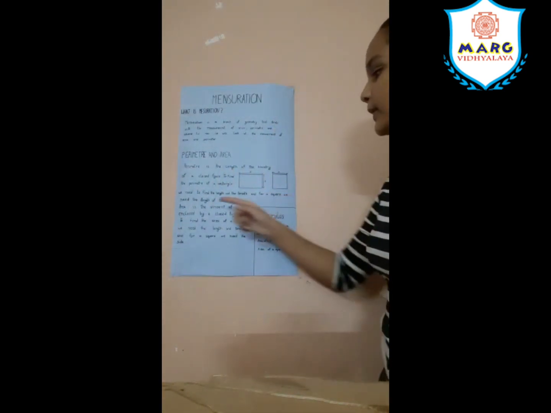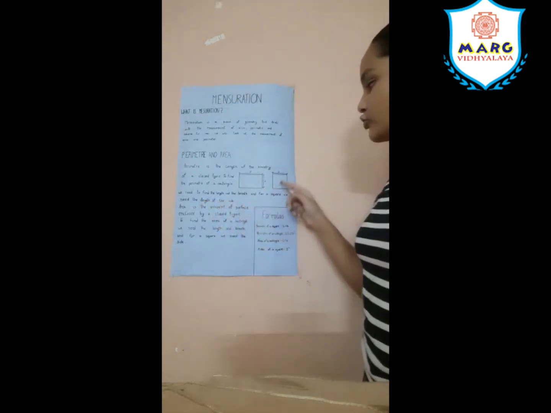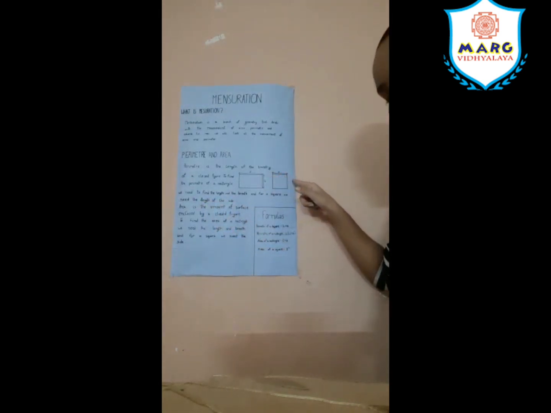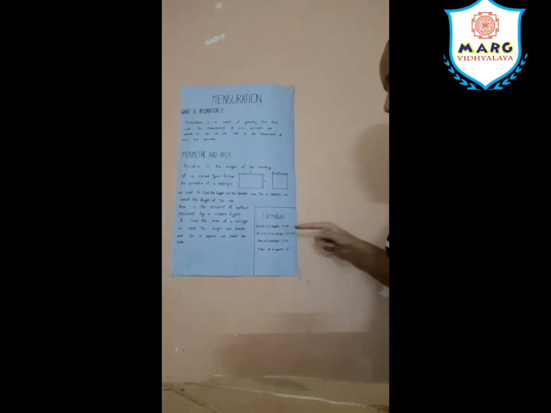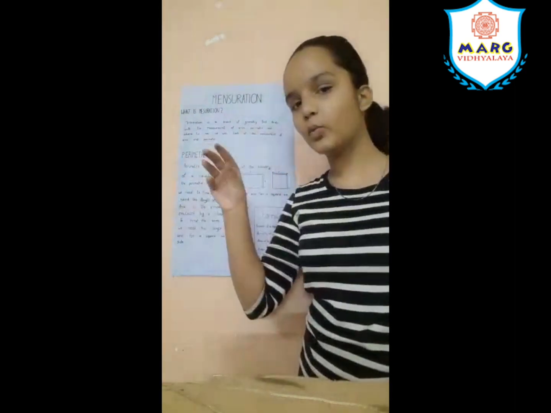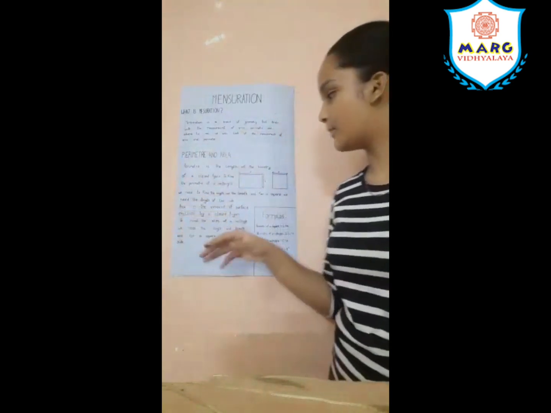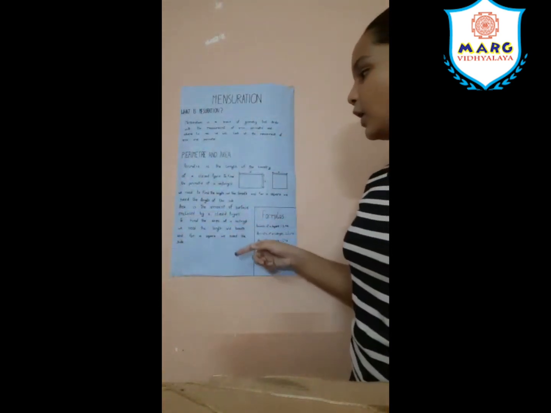And for a square we need the length of the side, and the formula here is s into 4. So we need to multiply the side with 4. That will give us the perimeter of a square.